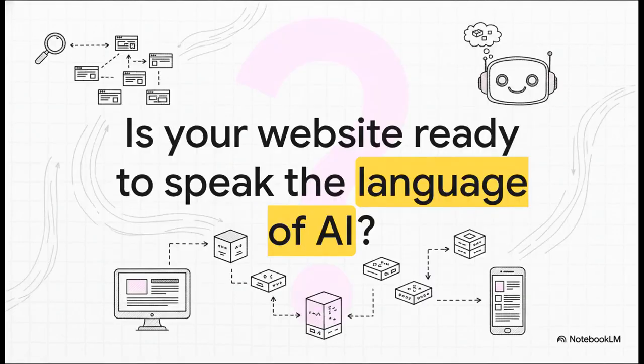Which brings us right back to the big question. With AI assistance and AI-powered search becoming the new normal, using schema isn't really optional anymore. It's the language of the modern, intelligent web. So, is your website ready to start speaking it?